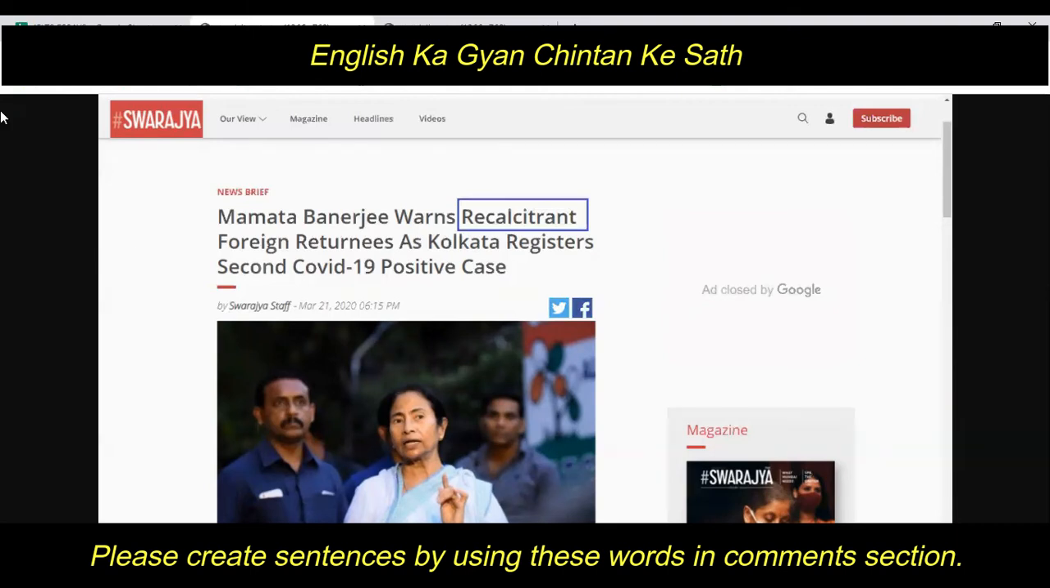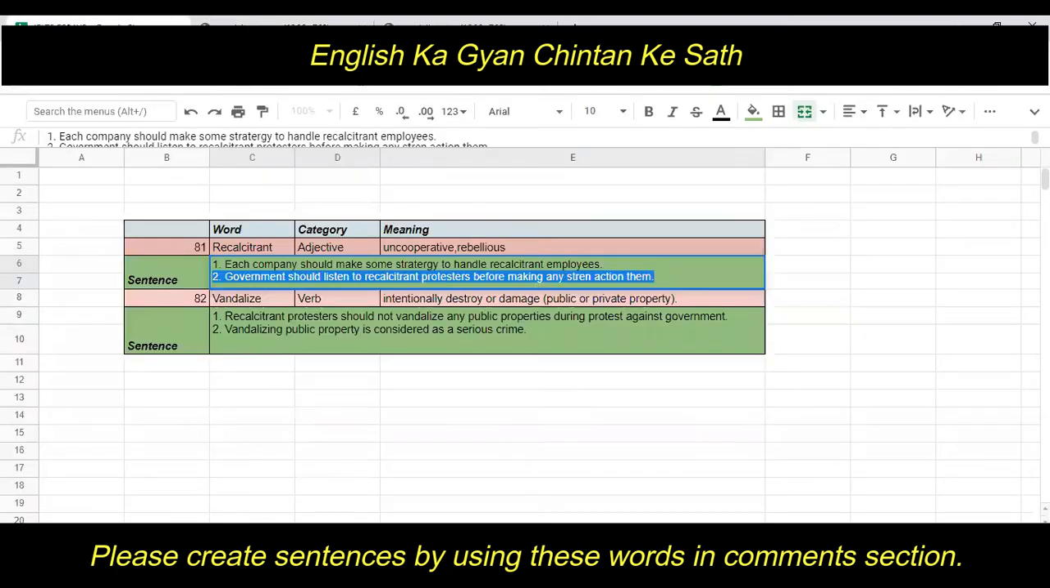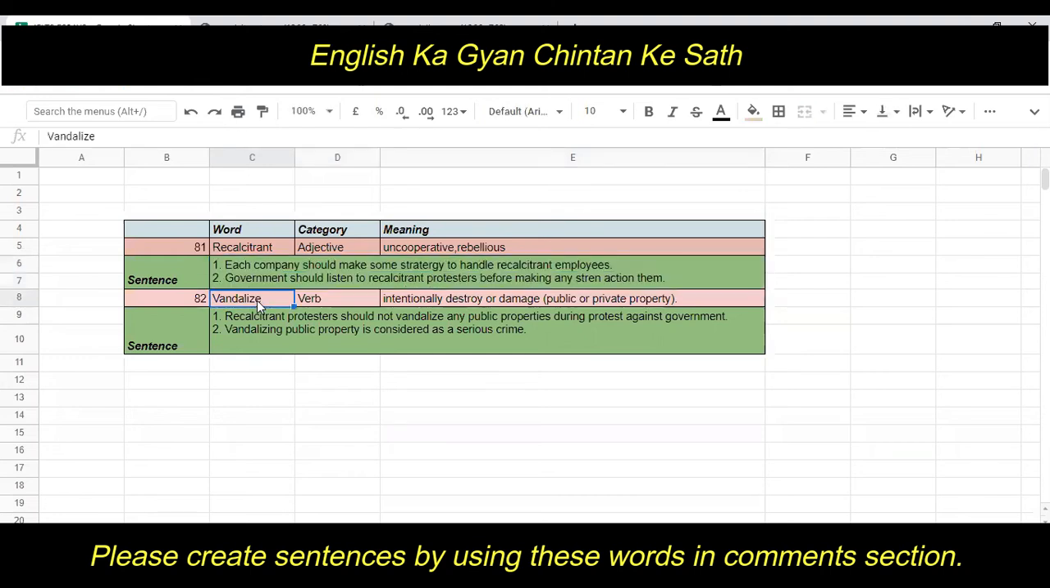It means uncooperative individuals in West Bengal. So Mamata Banerjee has warned uncooperative individuals or foreign individuals of West Bengal to follow the things which have been set up by the government. If not, then proper actions will be taken. So instead of using uncooperative in the article, the word recalcitrant has been utilized.